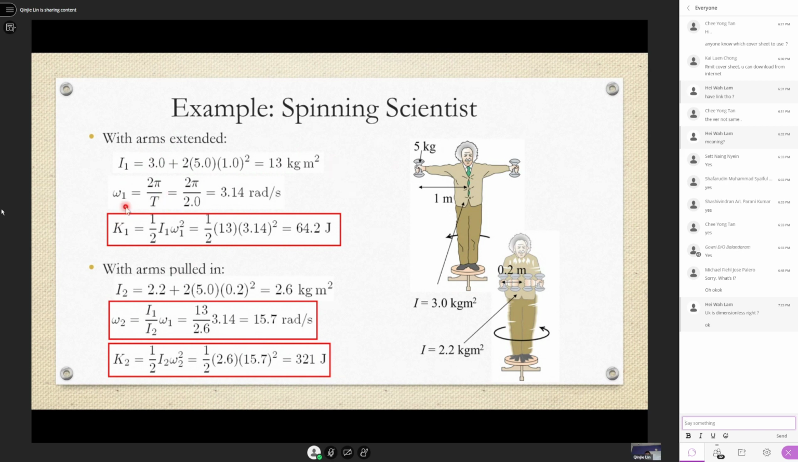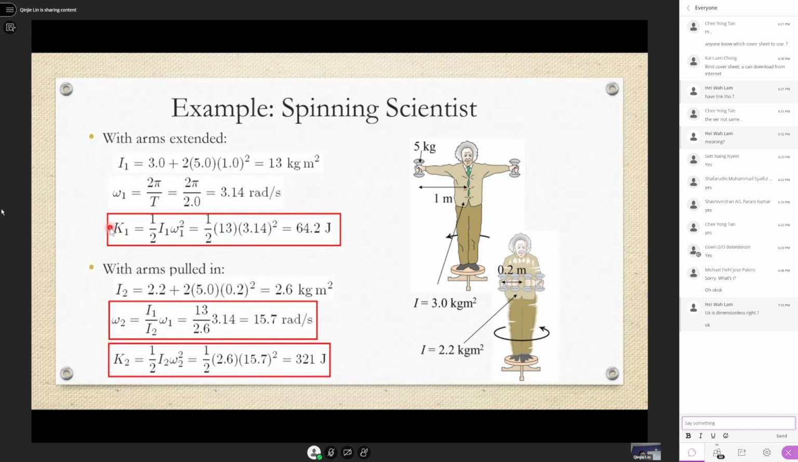Then for omega 1, which is your angular velocity at the start, they tell you the T is 2, right? Period of revolution. So you convert to angular velocity, and you're going to get 3.14 radians per second. You want it in this form because you want to apply I omega. You cannot use T itself, it's useless. So you need to convert it using 2 pi over T to get omega. After that, you can apply I omega equals I omega.